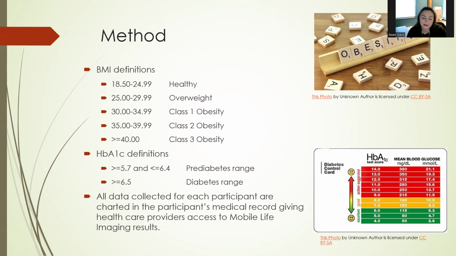The farther participants remain from a healthy BMI, the more likely it is that chronic diseases such as diabetes and cardiovascular disease will develop. Moving on to the hemoglobin A1C, or HbA1c, is defined as an average blood glucose level over the previous 2 to 3 month period. An A1C of 5.7 to 6.4 indicates that a participant has pre-diabetes. Diabetes is usually diagnosed with an A1C that is equal to or greater than 6.5. All data is entered into the participant's electronic health record to give their primary care provider access to the results.